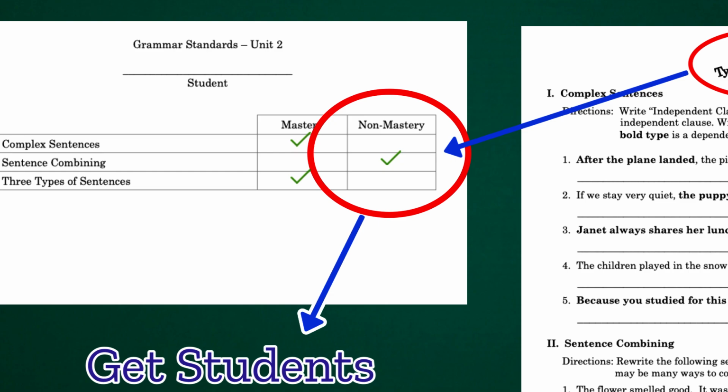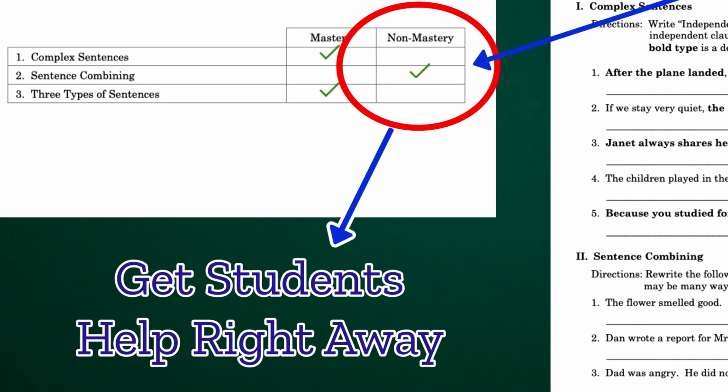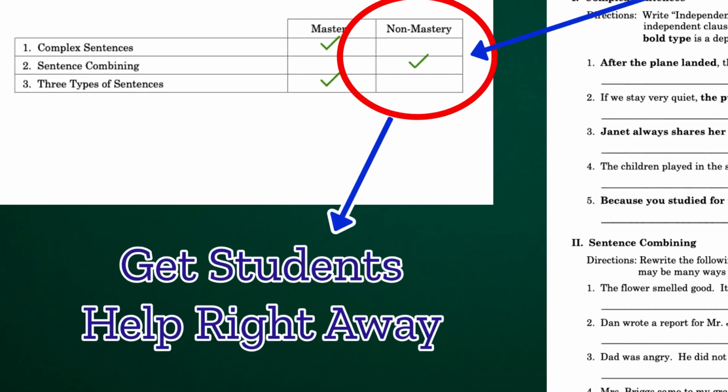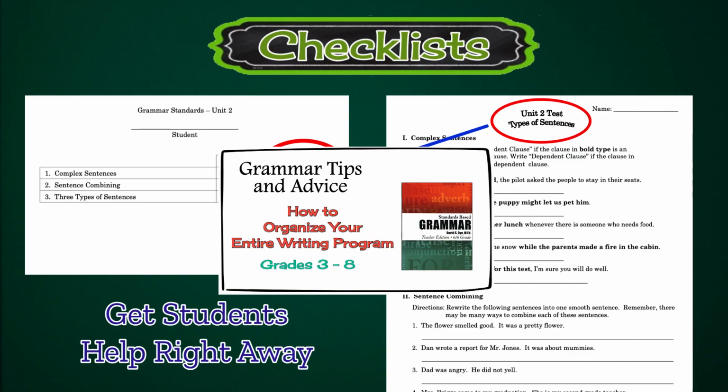You can get them the help they need now, instead of just saying, oh, well, we got to move on. Hopefully the next year's teacher can help you get it, but I have to move on. With the checklists, you'll have exact knowledge of the students' weak areas, and these checklists will help you get the students the help they need now, instead of just hoping that they get help later. Again, tips and advice video shows you a lot more about how to do that.